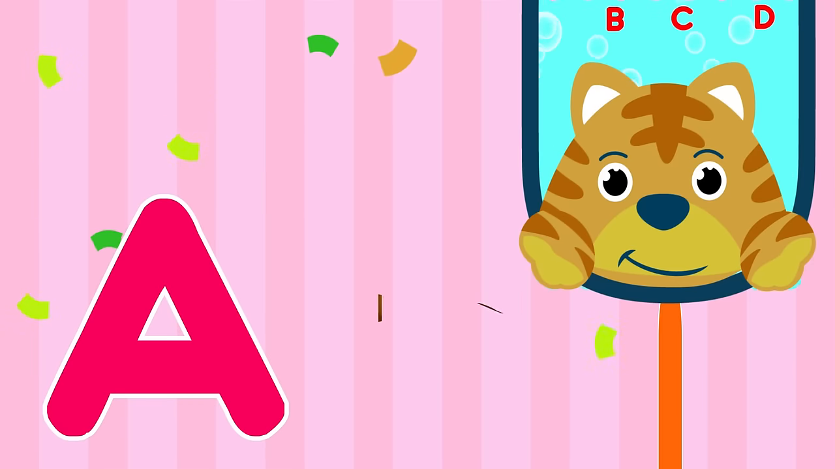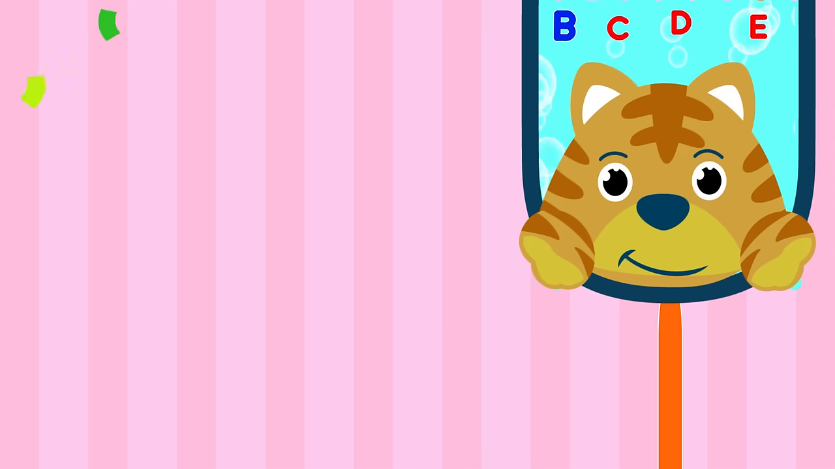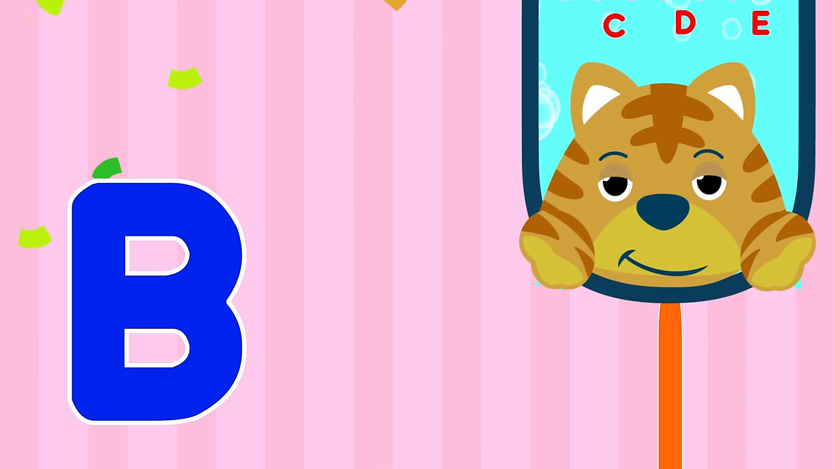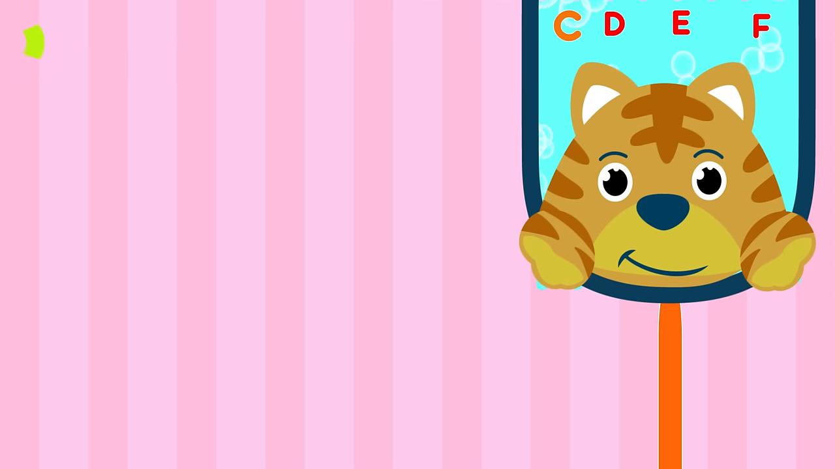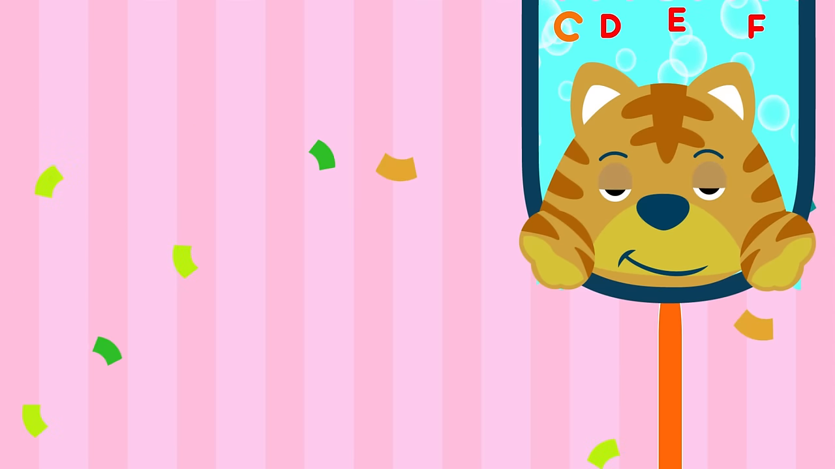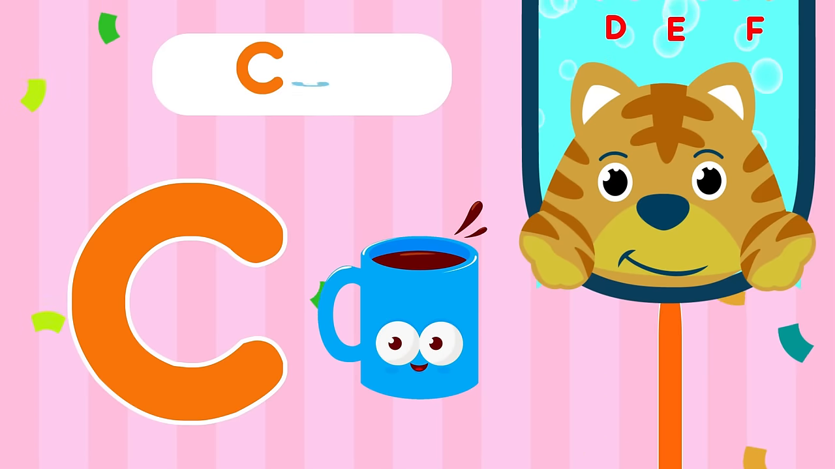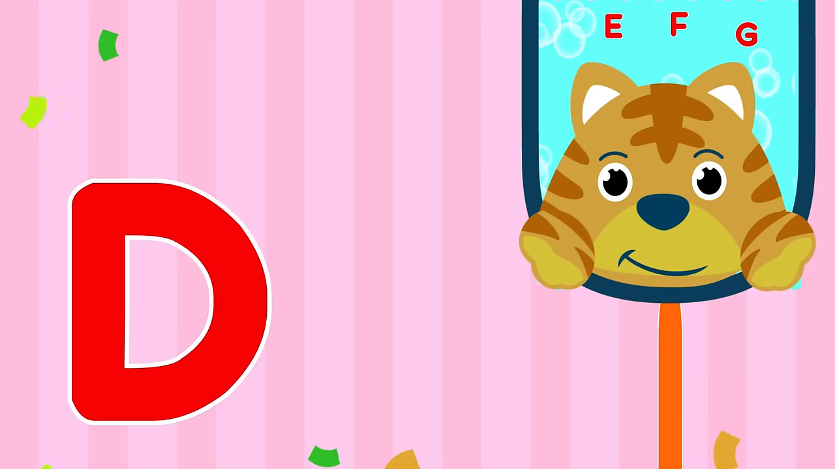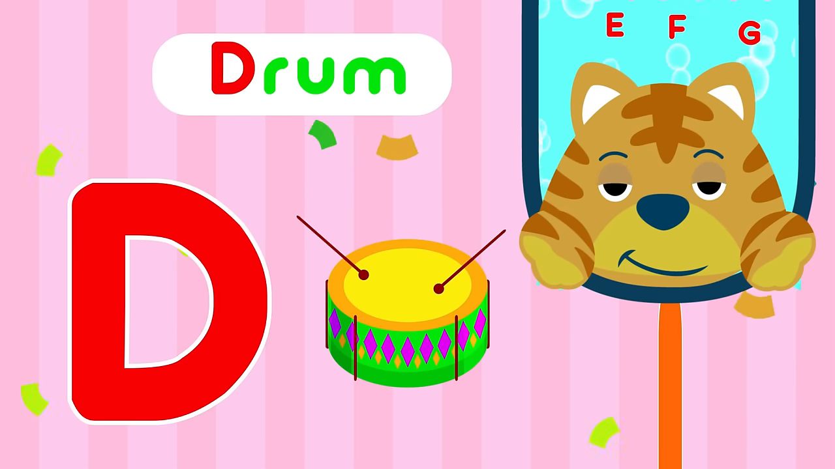A. Acorn. A is for acorn. B. Bicycle. B is for bicycle. C. Car. C is for car. D. Drum. D is for drum.